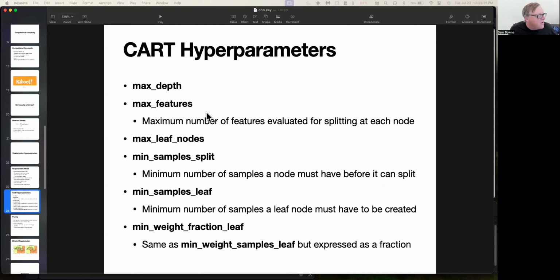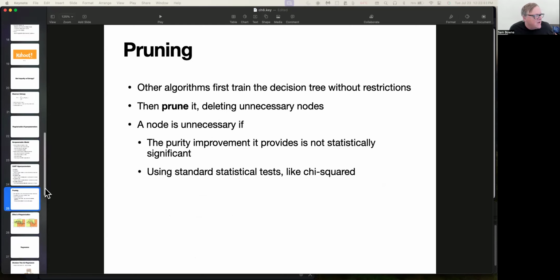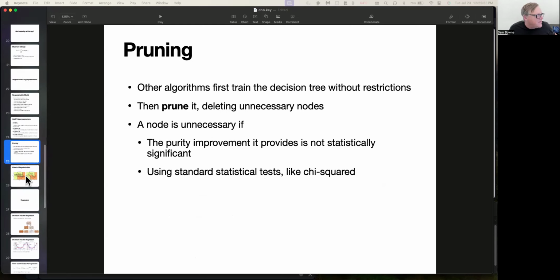So you can overfit. So here's your hyperparameters. You can limit the maximum depth. You can limit the maximum number of features, maximum leaf nodes, and other things. You can limit the allowed complexity of the model. And you can also do pruning. You could first train it without restrictions and then prune it, deleting unnecessary nodes. If you decide that that node doesn't really have a significant effect, that's another way to get there.